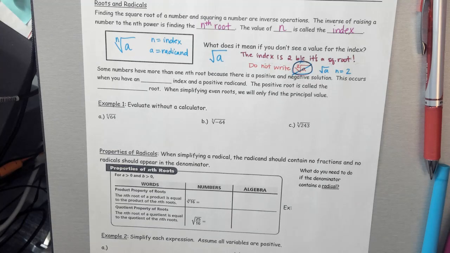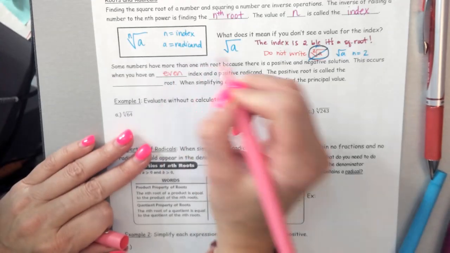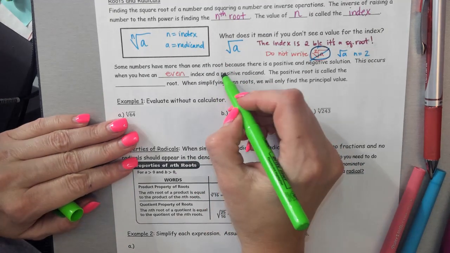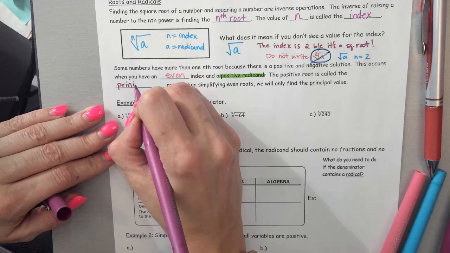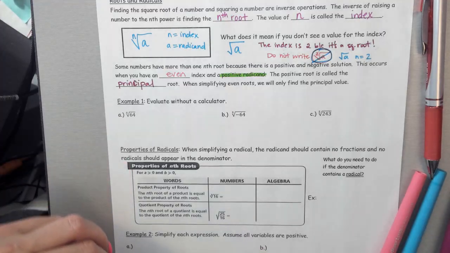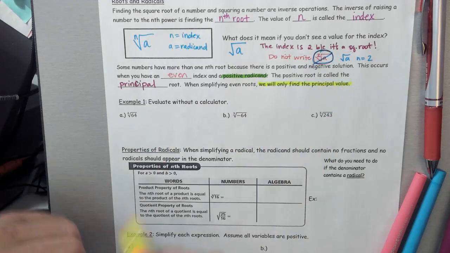Now, some numbers have more than one nth root because there is a positive and a negative solution. That happens when you have an even index and a positive radicand, a positive value underneath. This positive root is called the principal root, and that's the only root that we're going to find today for even functions.